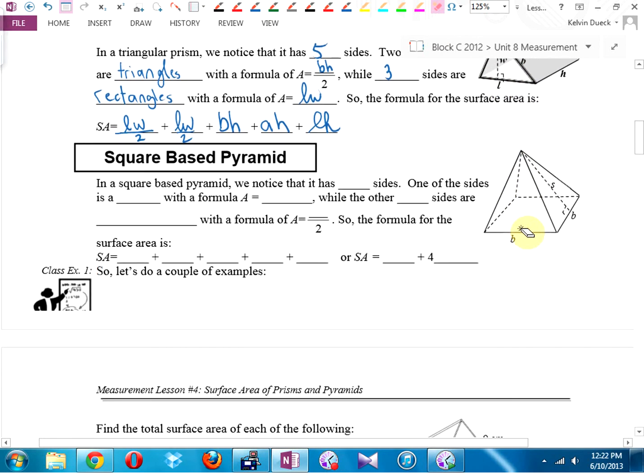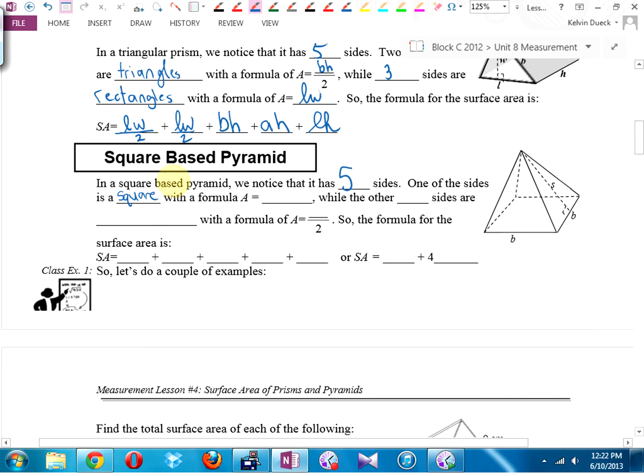What about a square-based pyramid? How many sides? 5. What shape is the floor? Square. And what's the formula for the area of a square?